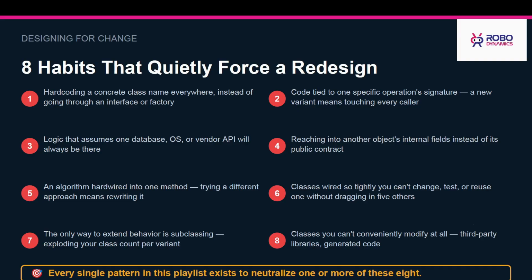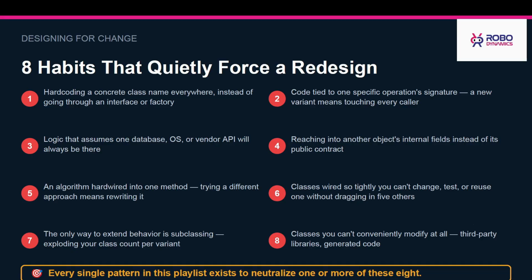If class A and class B are so tightly coupled, then you need to break it. And if the only way you think of extending the behavior is by subclassing, then you have to redesign the code. And if you are extensively using third-party libraries or generated code, which are not at all easy to modify, if you can't modify, you have to redesign.